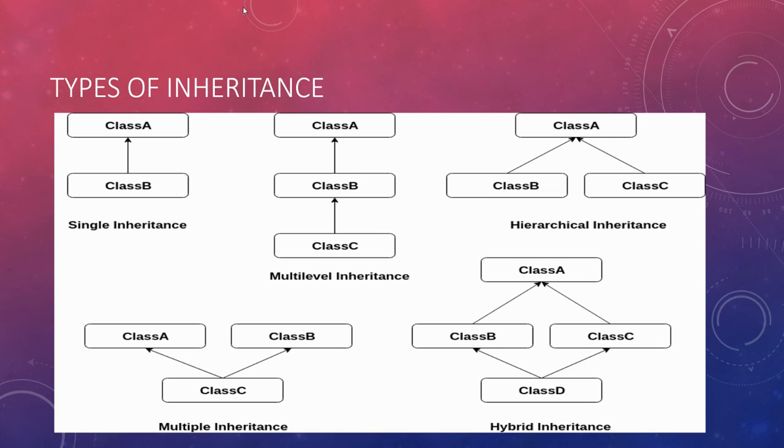Then we have multiple inheritance, where there are class A, class B, and class C, where class C inherits from either class A or class B. Then there is the hybrid, where class A is inherited by class B or class C or class D, but it should be like class A to class B to class D, or class A to class C to class D. So this is hybrid inheritance.